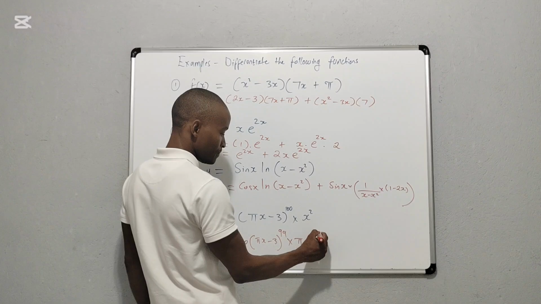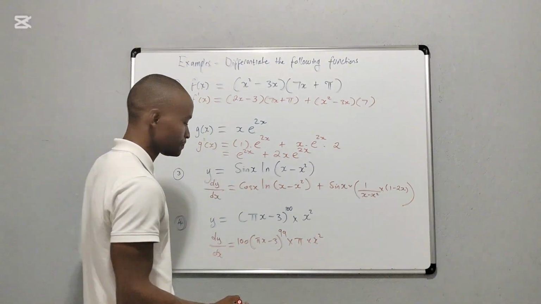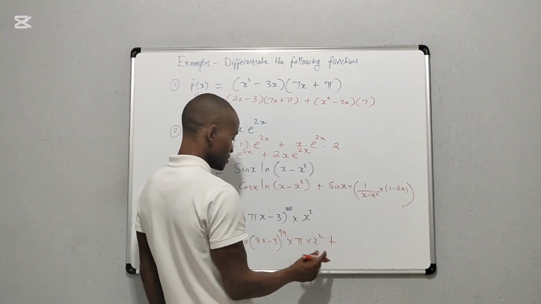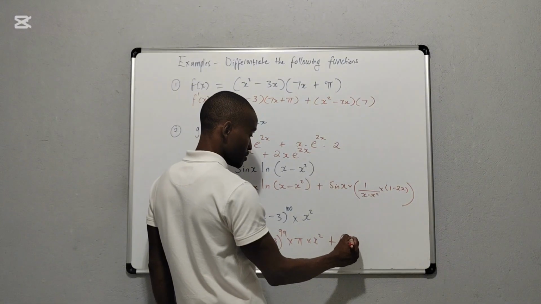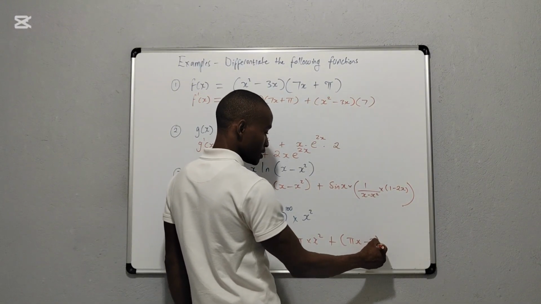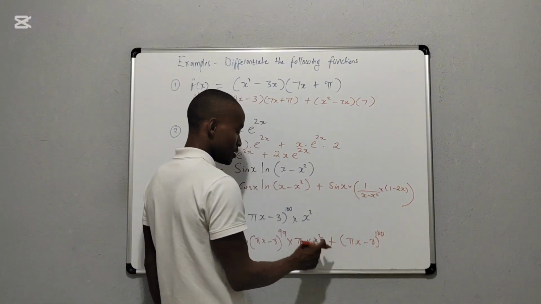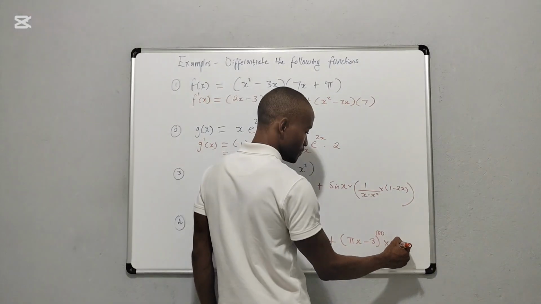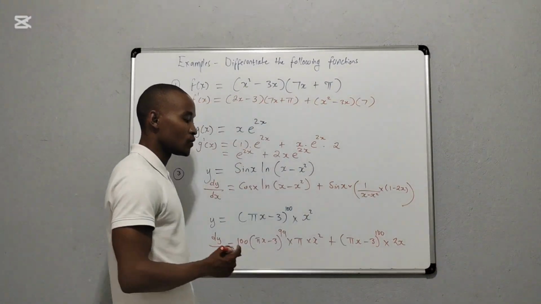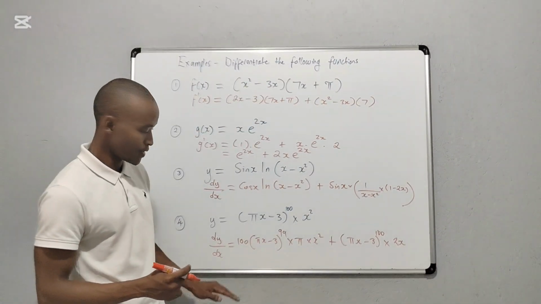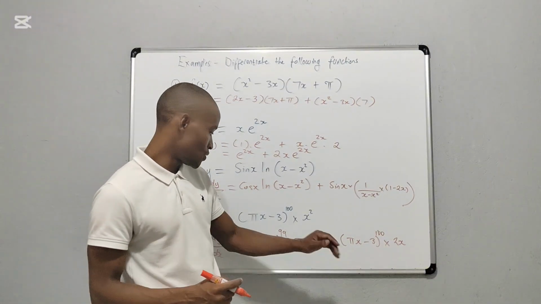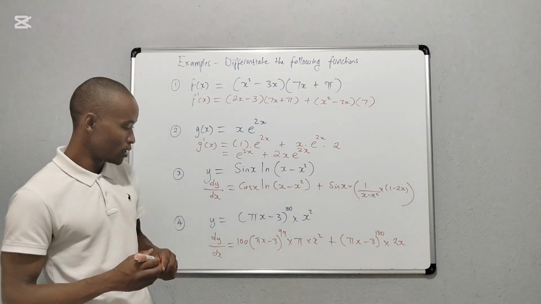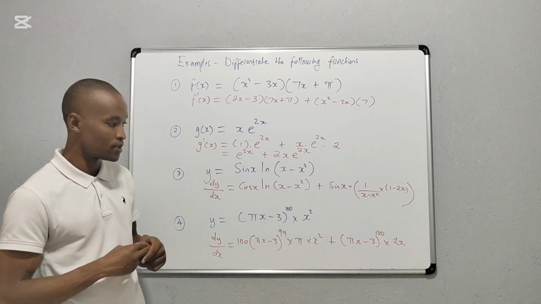Multiply this by our second function, plus keep the first function as it is, pi x minus 3 to the power 100 times the derivative of the second function, which is 2x. And that is the solution for this one, right?